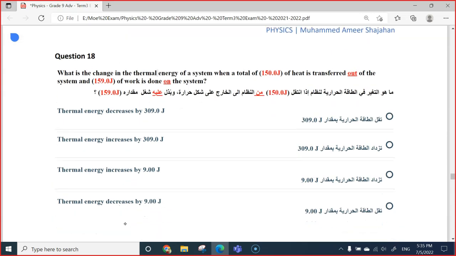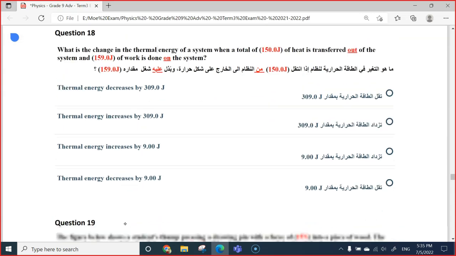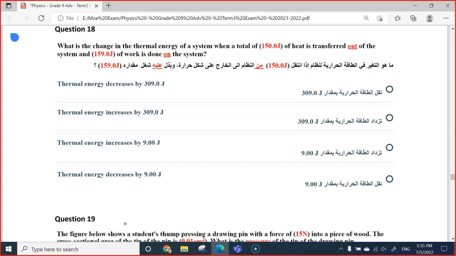Question number 18. What is the change in thermal energy of a system when a total of 150 joule of heat is transferred out of the system and 159 joule of work is done on the system? So we have the first law of thermodynamics. The first law of thermodynamics states that the change in thermal energy of a system is equal to heat minus work.